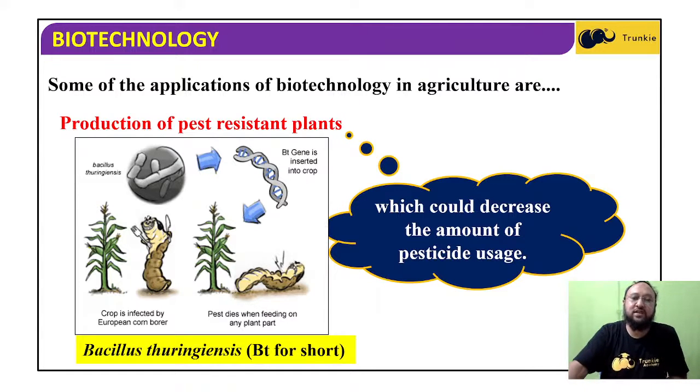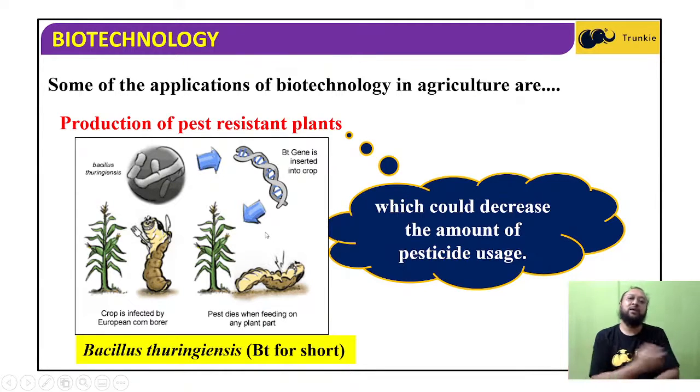So Bacillus thuringiensis, this is the name of the bacteria, and that Bt gene is inserted into the crop. This particular bacterium has one gene that will produce a kind of substance or protein that will act against the pest which is damaging the crop. So we are taking the gene of that bacteria, Bacillus thuringiensis, and inserting it into the crop plant, so that this crop plant will also produce a substance which will act against the pest, and the pest will die, and we do not need to use the pesticide.